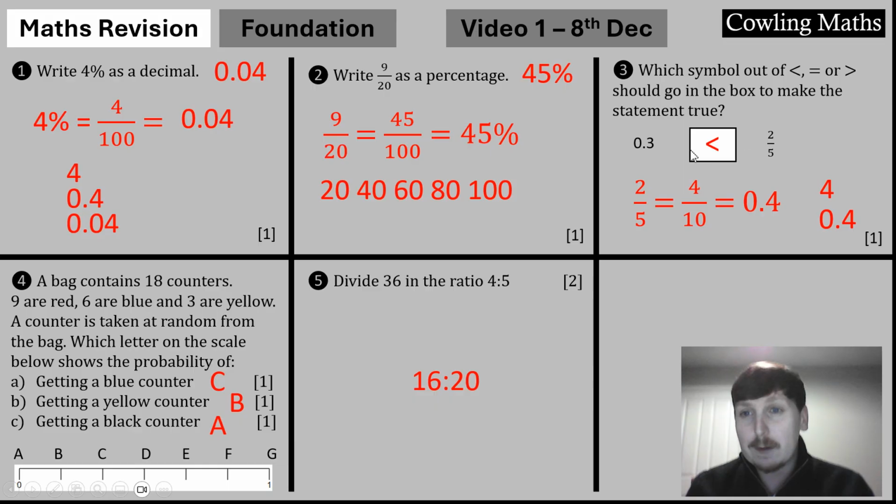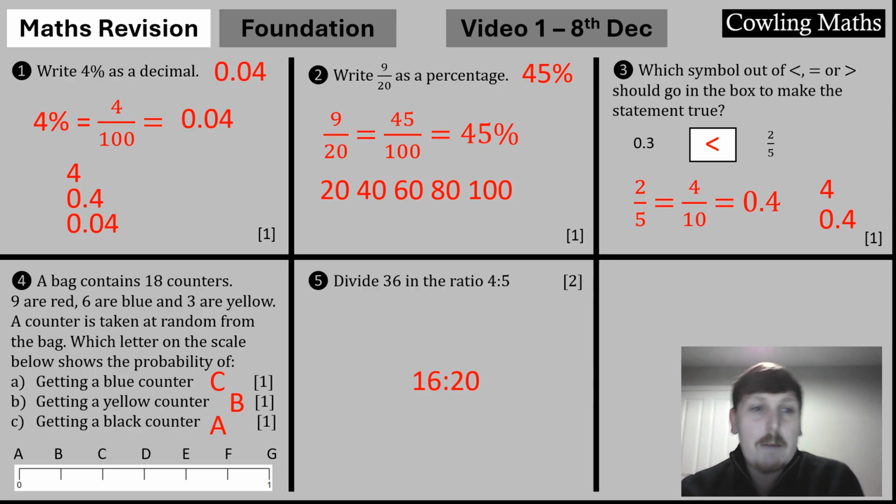If we're talking properly, this is a less than symbol, so we're saying that 0.3 is less than 0.4. Okay, on to question 4. It's a probability scale question. Very wordy, but not too tricky if you know what you're doing. I do think this one was a tiny bit nasty, because it's not super obvious, but let me run through it. So, firstly, I'll read the question.